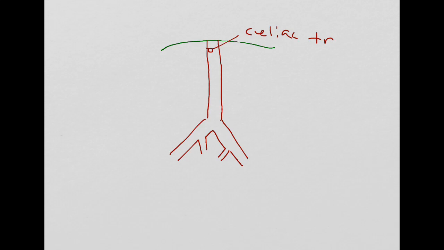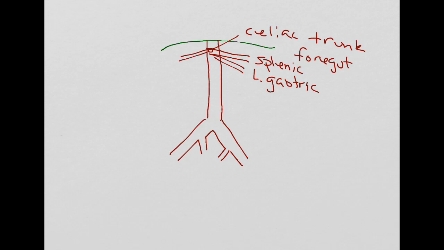And the celiac trunk is going to provide blood to all regions of an anatomical area called the foregut. The foregut includes the stomach and the first part of the duodenum. It also includes the liver and the gallbladder and the spleen. So coming off of the celiac trunk, we've got a splenic artery, a left gastric artery, and a common hepatic artery.